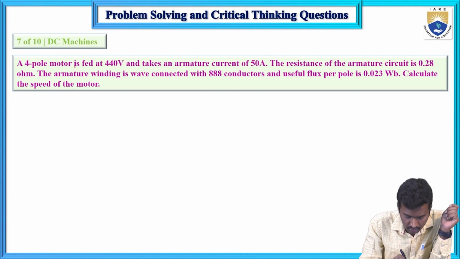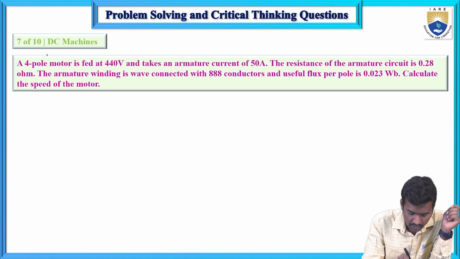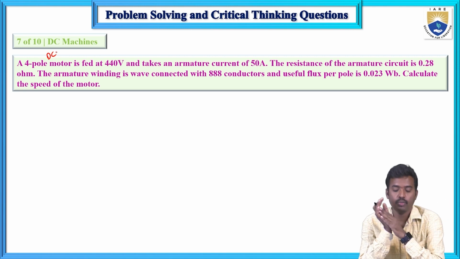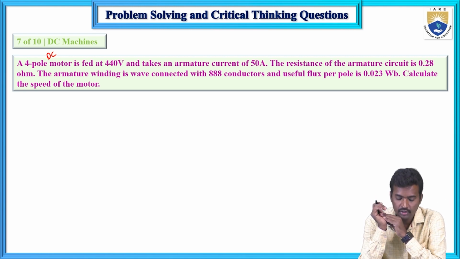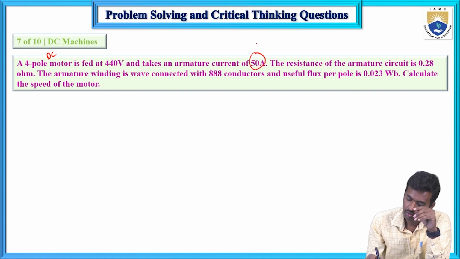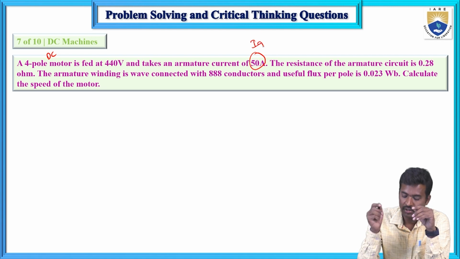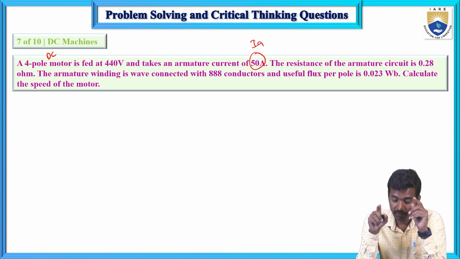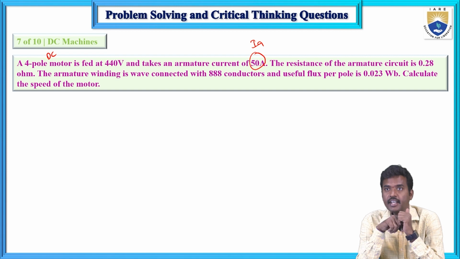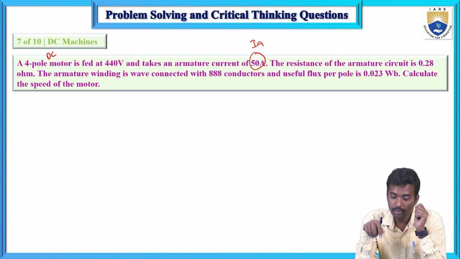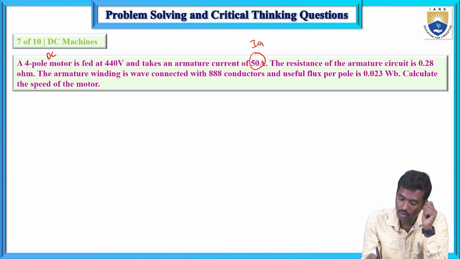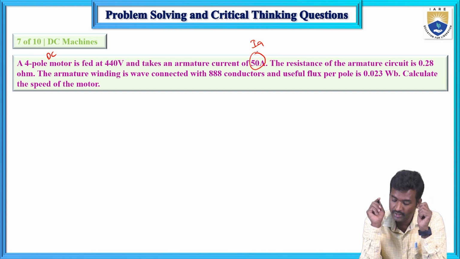A four pole DC motor is fed at 440 volts and takes an armature current of 50 amps. This is IA. In the previous problem, the total current was given, which indicates line current. Here, the armature current is directly given. Now here this is IA. In the previous problem, total current means IL is given.